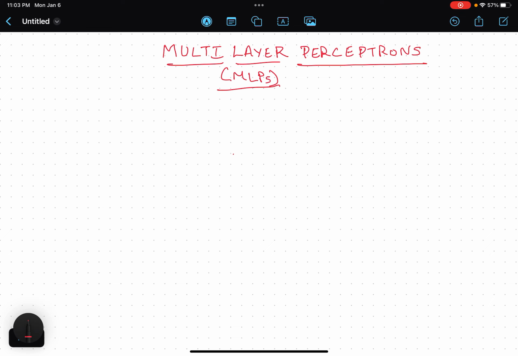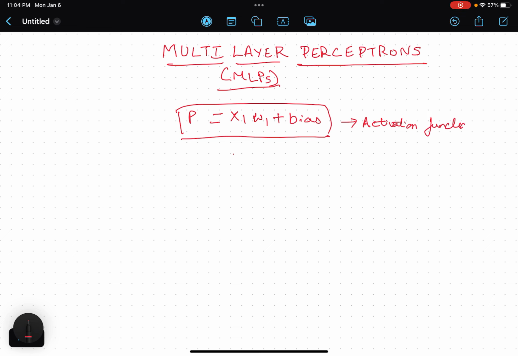So each perceptron takes an input, multiplies it by a weight and adds a bias to it. So this particular formula happens in every single perceptron. And then it passes it through an activation function. And further we'll understand why this is necessary. MLPs are powerful because they can learn complex and non-linear patterns in the data.